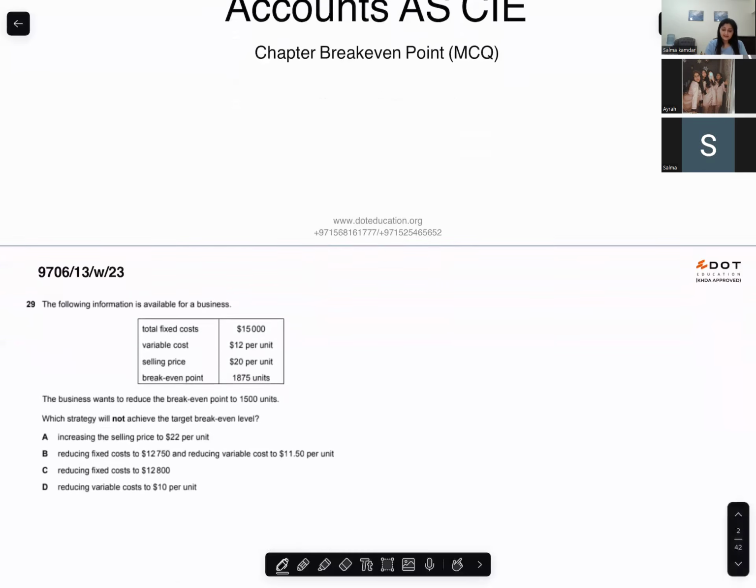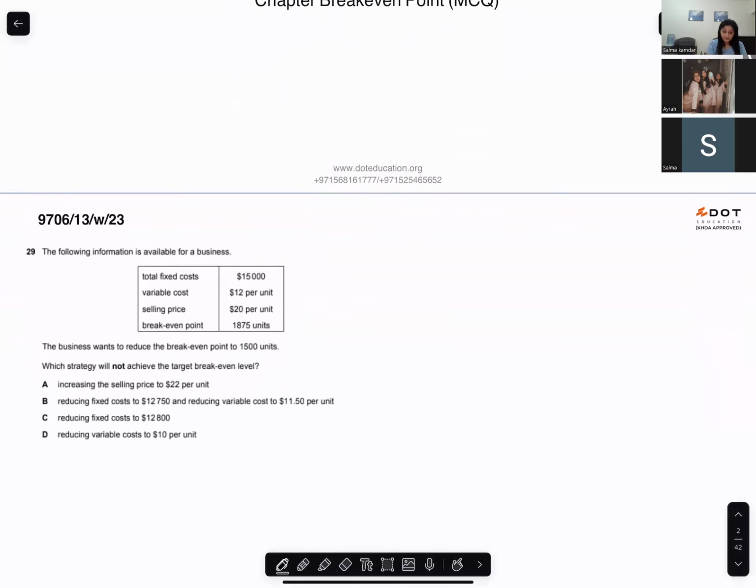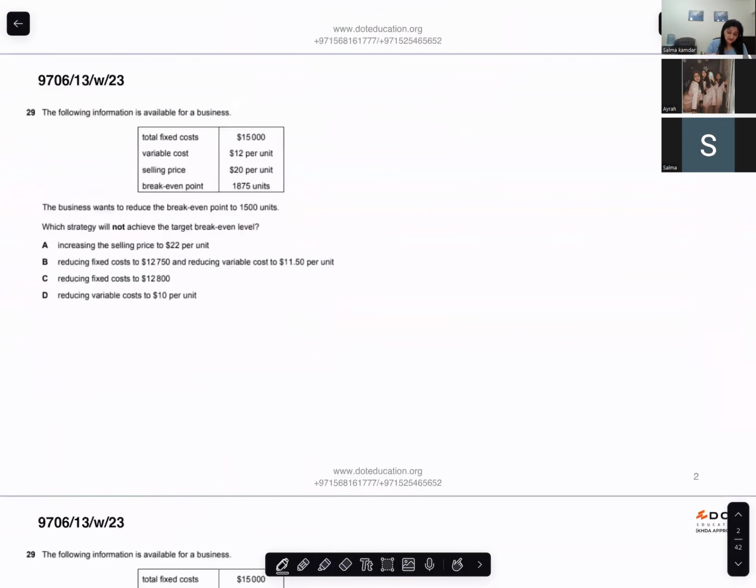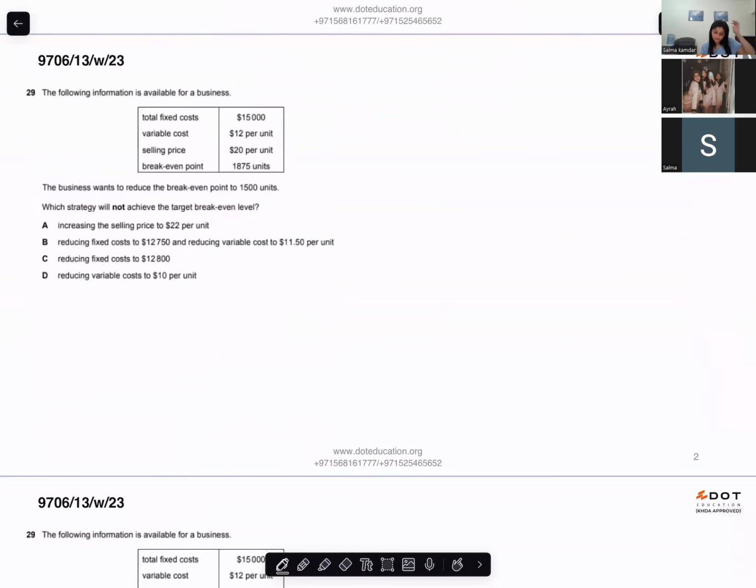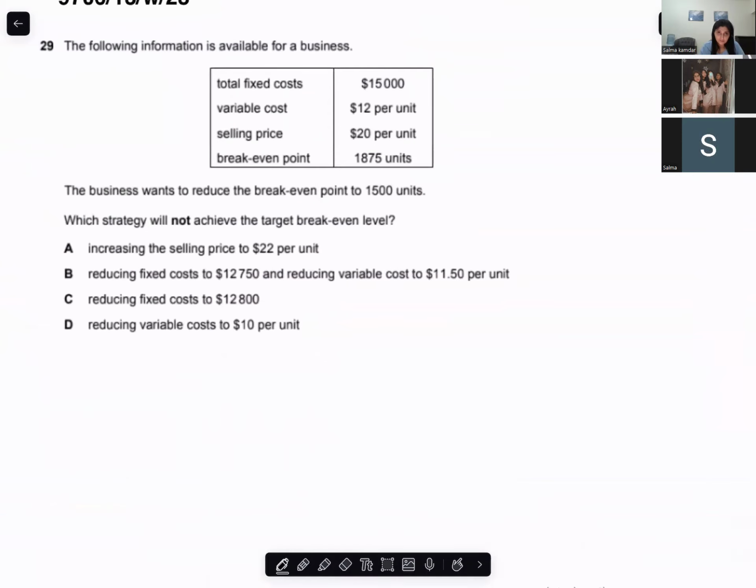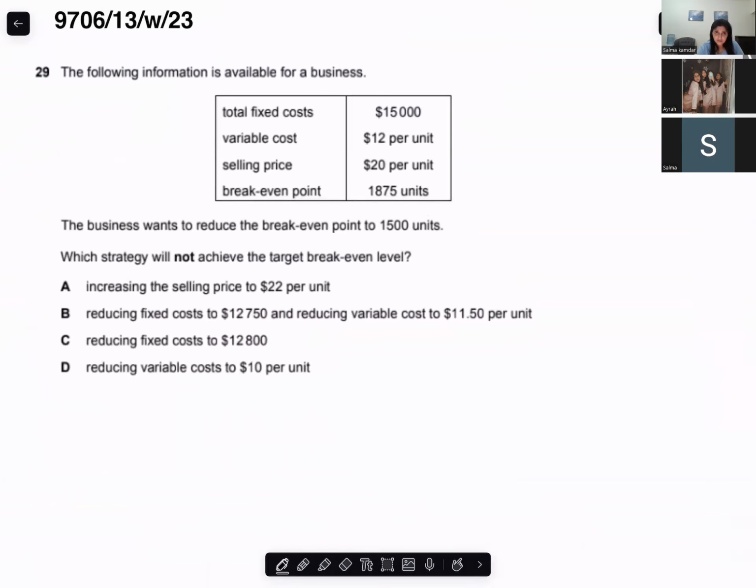So we are doing this categorized worksheet of break-even point related questions for MCQ. Can you please read the question? The following information is available for a business. The business wants to reduce the break-even point to 1500 units. Which strategy will not achieve the target break-even level?